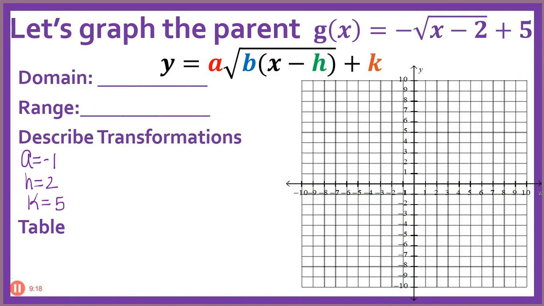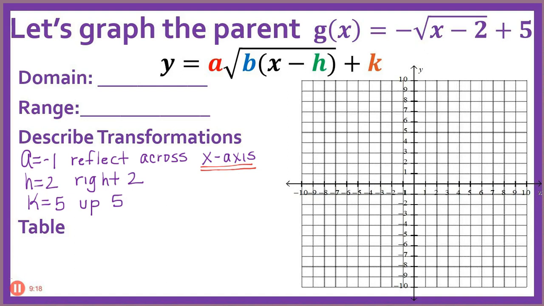So because a is negative 1, it is going to reflect. In the second video, we'll talk about why it's important to emphasize that it reflects across the x-axis. But for this function especially, you do need to specify what axis it is reflecting across. And when a is negative, it reflects across the x-axis. And that's really important to note. Because h is 2, this graph is going to move to the right 2. And because k is 5, it will move up 5.